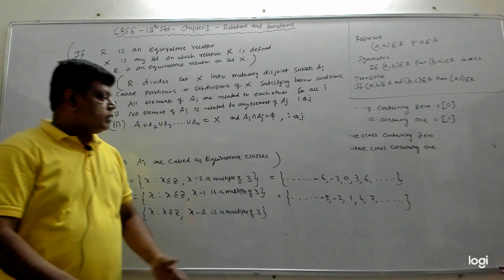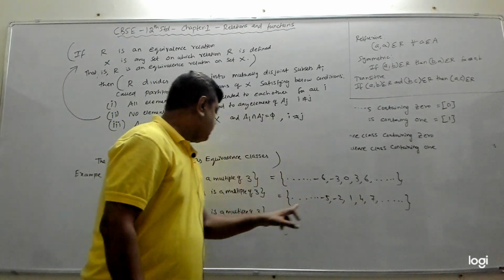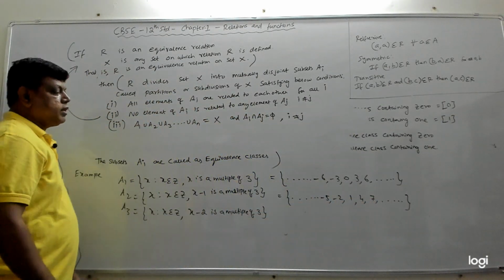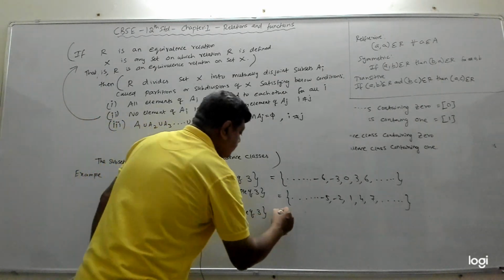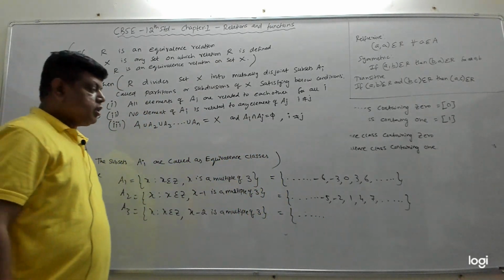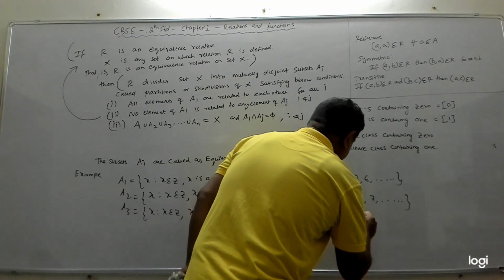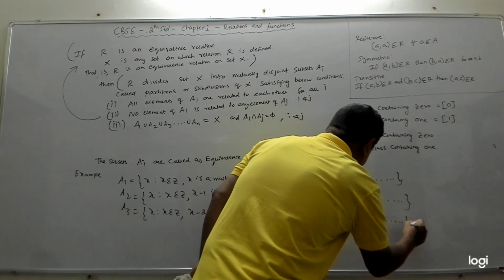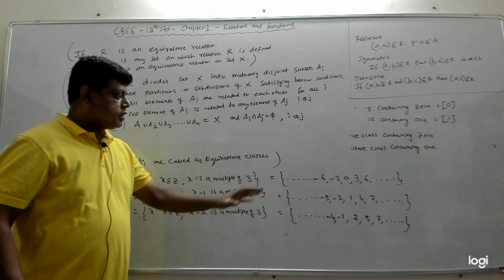If X is 4, 4 minus 1 is 3, which is a multiple of 3. Then take 7. 7 minus 1 is a multiple of 3. Then the next number will be 10. 10 minus 1 is a multiple of 3. In the same way, minus 5 minus 1 is minus 6, which is a multiple of 3. Where X minus 2 is a multiple of 3, you will have minus 4, minus 1, 2, 5, 8, and so on. So these are the 3 sets.